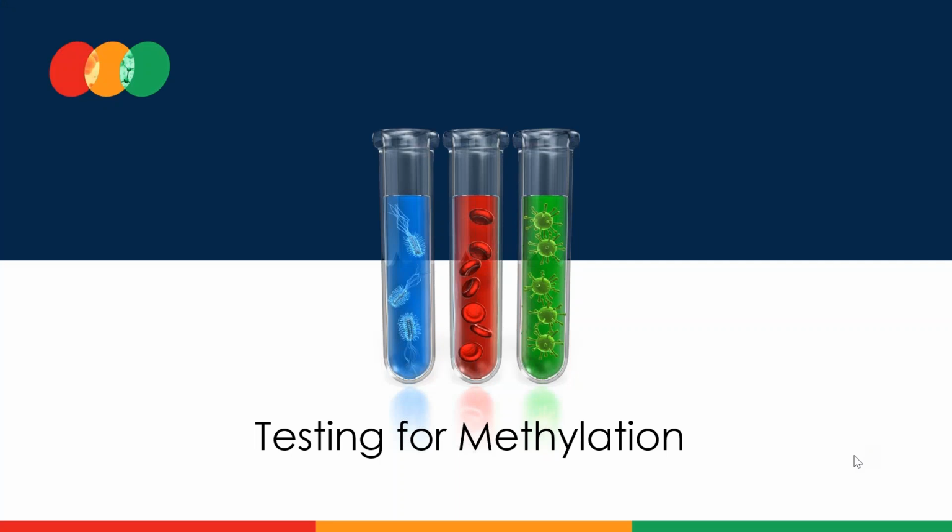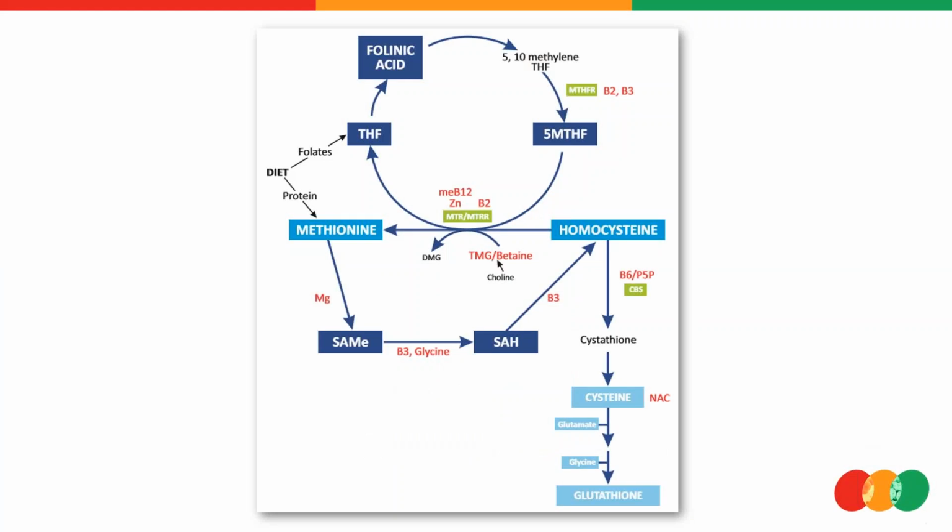Testing for methylation. Methylation is a process by which nutrients are used to either donate or receive a methyl group, which is basically a carbon and 3 hydrogen groups. And it's driven by what we call the folate pathways, the SAMe pathway, the glutathione pathway. There are so many pathways involved in the process of methylation.